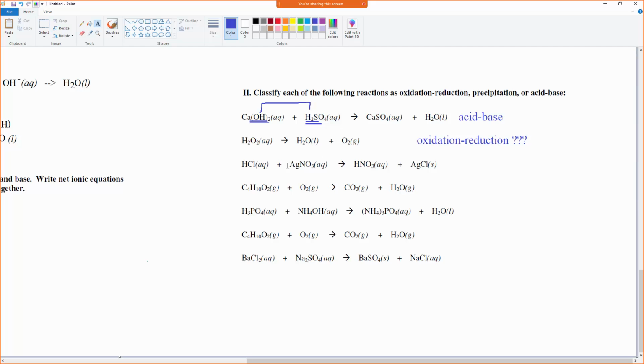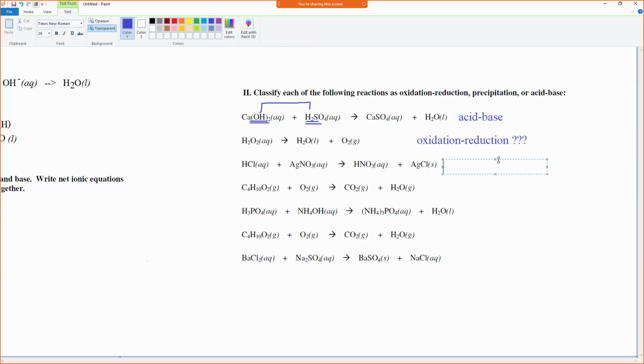All right, what about this third one here? Precipitation. Yeah, you see the solid formed. Put two aqueous solutions together so everything's dissolved nicely until they combine, and then all of a sudden, whoops, you've got a solid. Good.